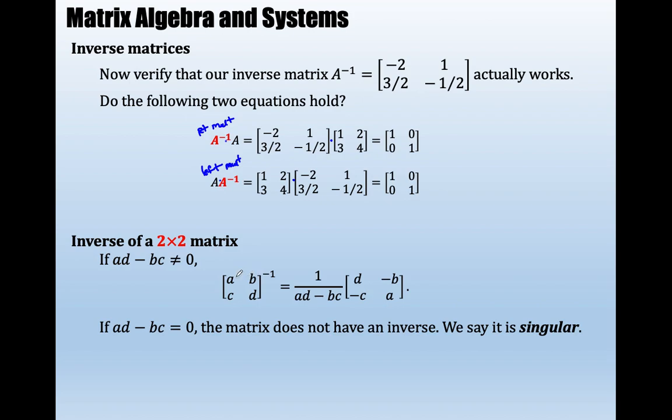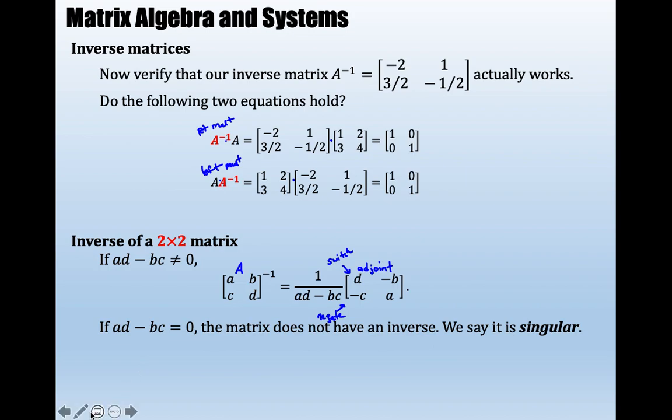Notice that the inverse of this matrix A has a matrix that we call the adjoint. This is the adjoint of a 2 by 2 matrix. To find the adjoint of a matrix, which is not the inverse yet, that's just a piece of the inverse. The adjoint is: switch the elements on the main diagonal and negate the elements on the minor diagonal. That's the adjoint, but that's not the full inverse.